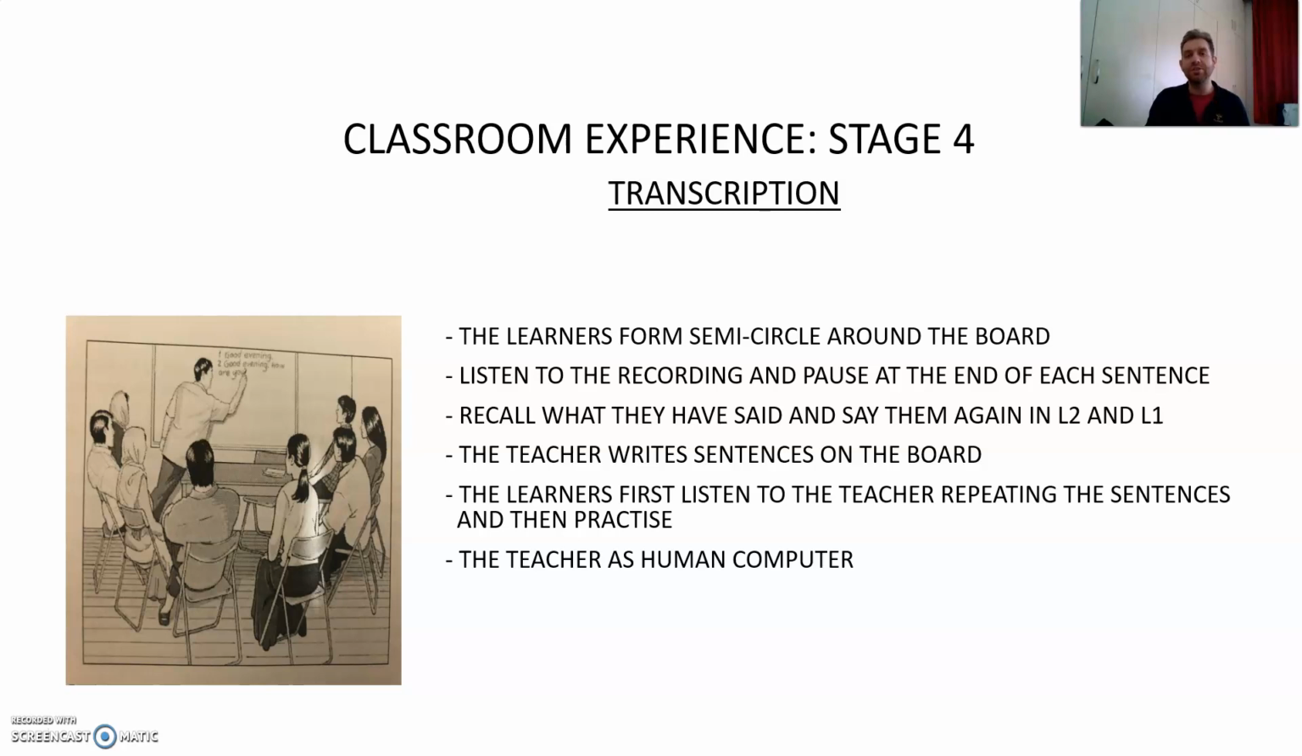Learners first listen to the teacher repeating the sentences and then practice them. They can also exploit the teacher as a human computer. For example, if they are confused about the pronunciation of words, they can just say it and allow the teacher to repeat it so they can learn the pronunciation. It's the same with the language chunks and sentences as well.